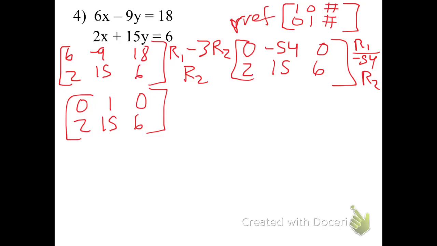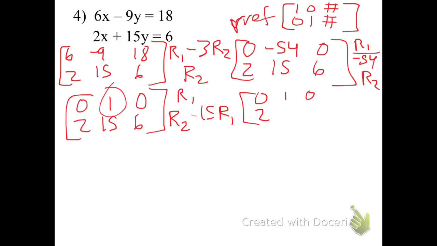Okay, well, I notice that here I can take my 1 and times it by 15 to make them the same. And so if I take row 2 and I subtract 15 times row 1, I'm going to get rid of this 15 here. It's going to be 0. So first row is still 0, 1, 0. Second row, if you do 15 times 0 and subtract that from 2, you get 2. But if you do 15 times the 1 and subtract it from the 15, you get 0. And 0 times 15, subtracted from 6, is still just 6.